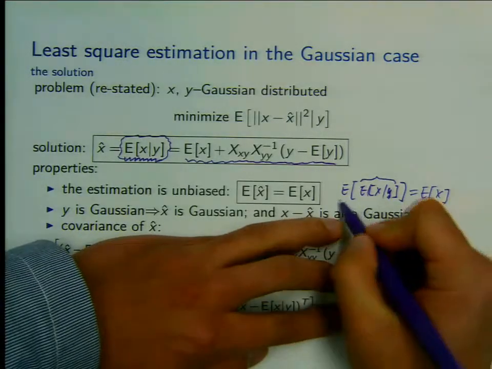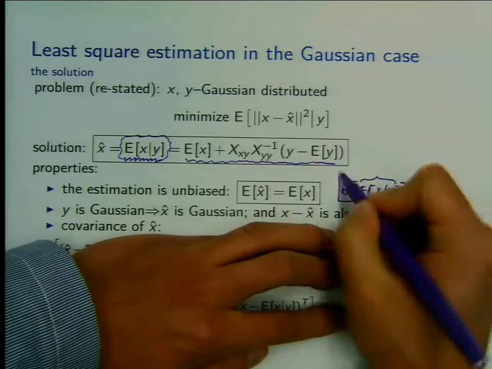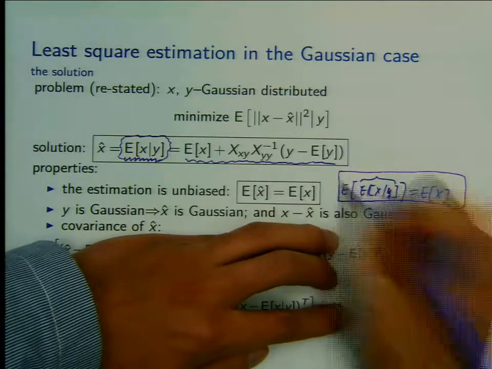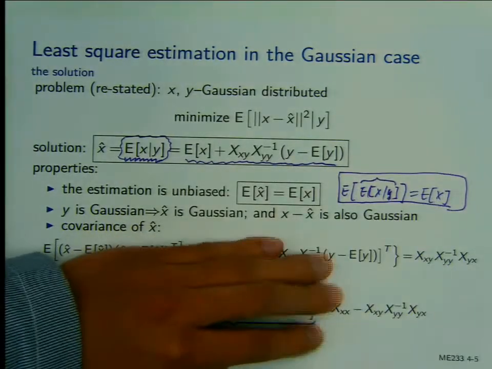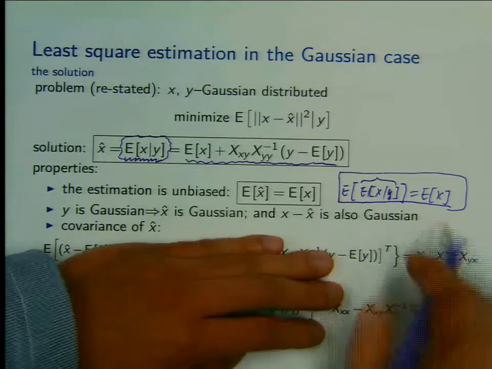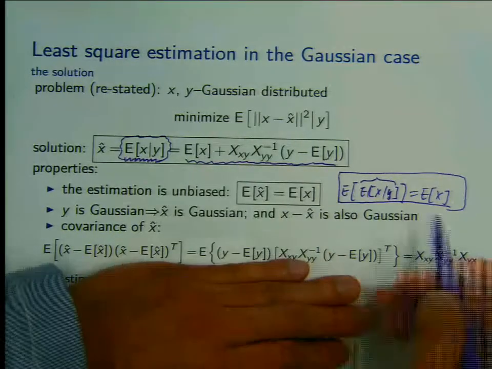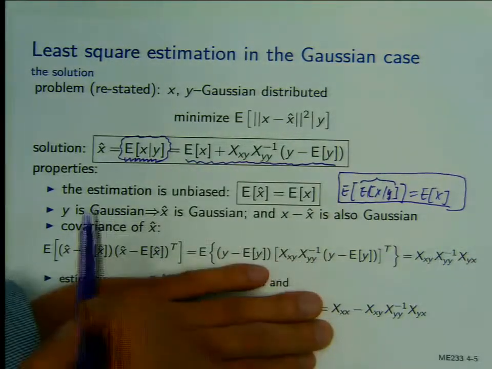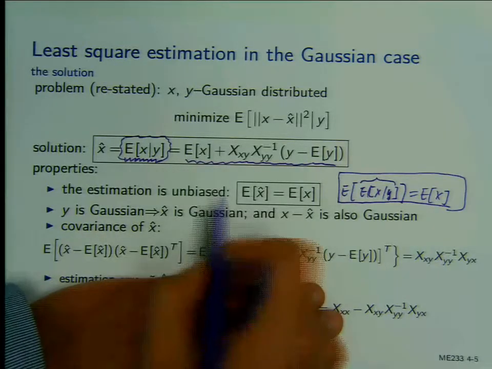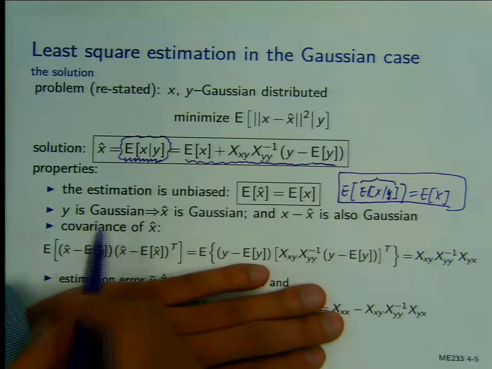The proof of this can be taken as an exercise. You just use the PDF of the two random variables. Then you can prove this fact. So the estimation is unbiased, which is nice above all.